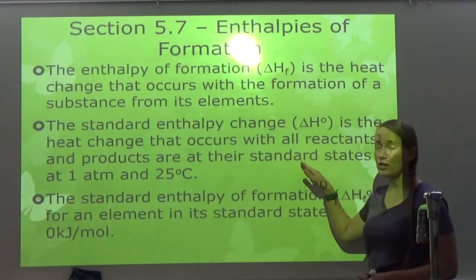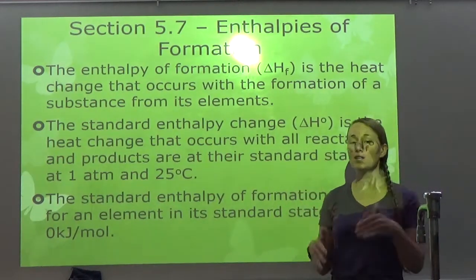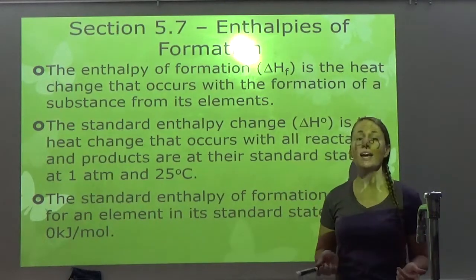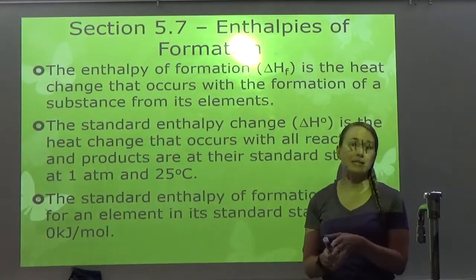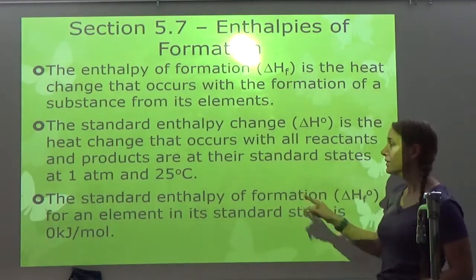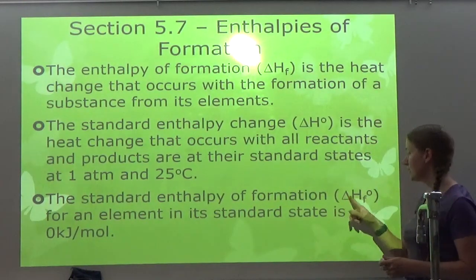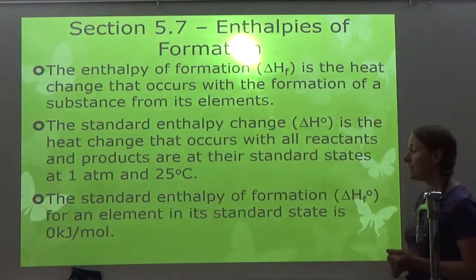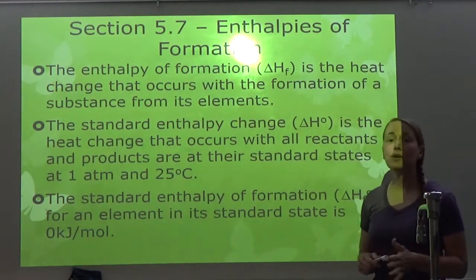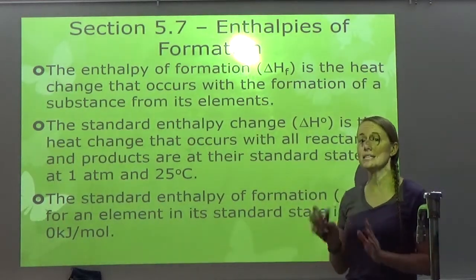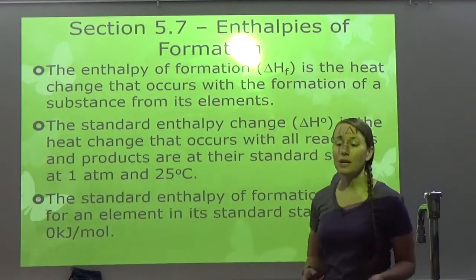We need them at their standard state. For example, oxygen's standard state at 25 degrees Celsius and 1 atmosphere pressure is O2 gas. It's not O2 liquid. So that's important right there. The standard enthalpy of formation, or delta H formation with the little degree sign for standard, of an element in its standard state is 0 kilojoules per mole. So elements in their standard state have a 0 standard enthalpy of formation.